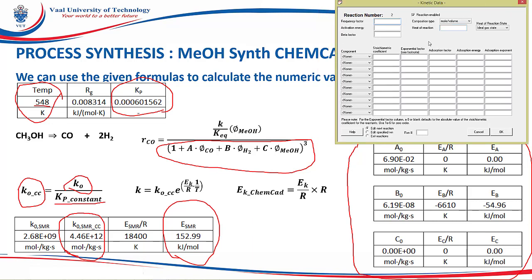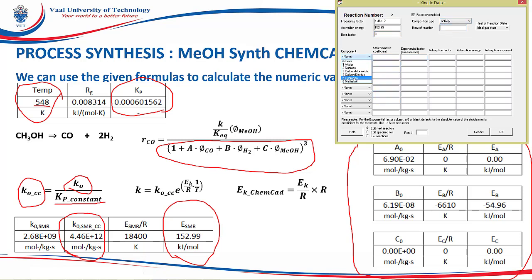Also bring it over here so that we have all the information that we need. The frequency factor, now, is this constant divided by the Kp constant, which is 4.46 exponent 12. The activation energy remains the same, 152.99. The beta factor remains the same because the absorption term hasn't changed. We are still using activity.